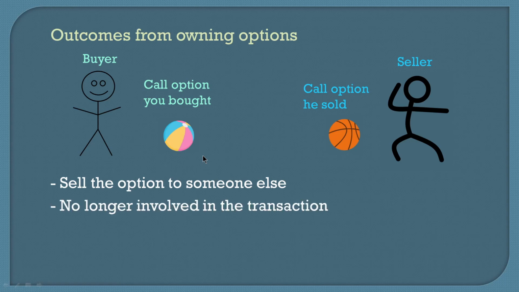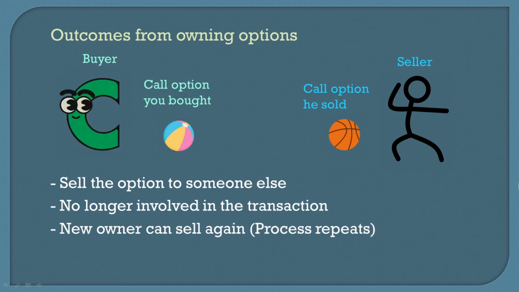Once you sold your option, you are no longer involved in this transaction. The new owner of the ball will be the buyer and he can decide to hold it till expiration or sell it earlier. And there are no limits to this process. So the new owner A can decide to sell it to B and B can then decide to later sell it to C. This process can keep repeating. But at every moment, there's only one person who owns the ball and he is the buyer in this transaction.